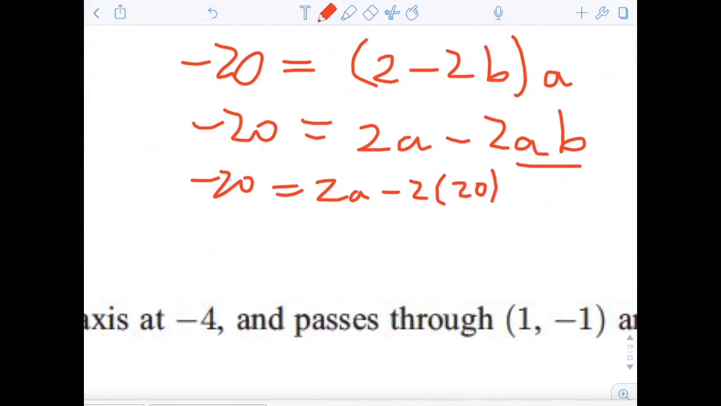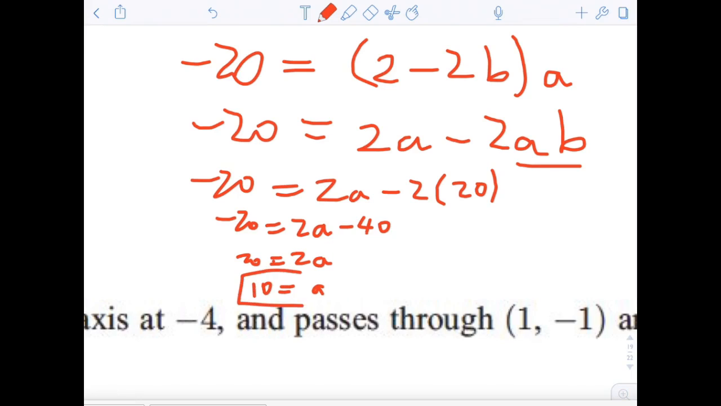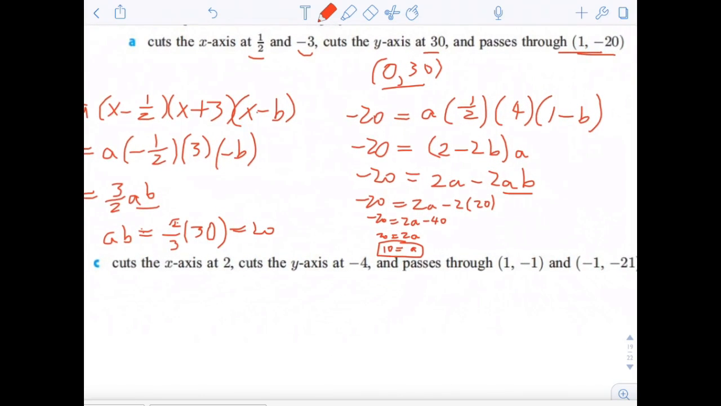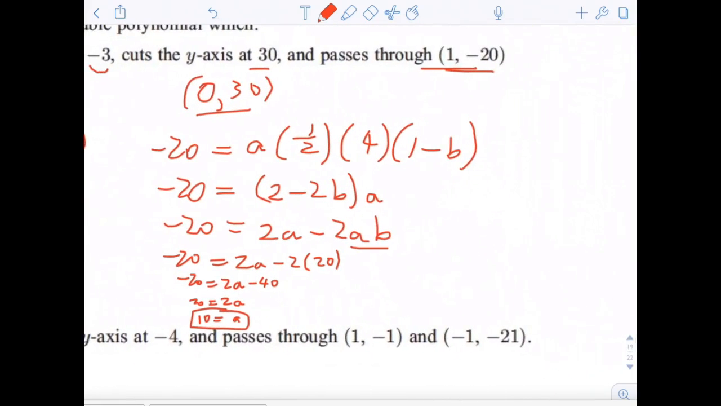Okay, so now we have -20 equals 2a minus 40. We add 40 to both sides, and we have 20 equals 2a. So a is equal to 10. If we know a equals 10, it's pretty easy to figure out b, because we know that ab equals 20. If ab equals 20 and a is 10, then 10b equals 20. So b is equal to 2. a is equal to 10 and b is equal to 2.